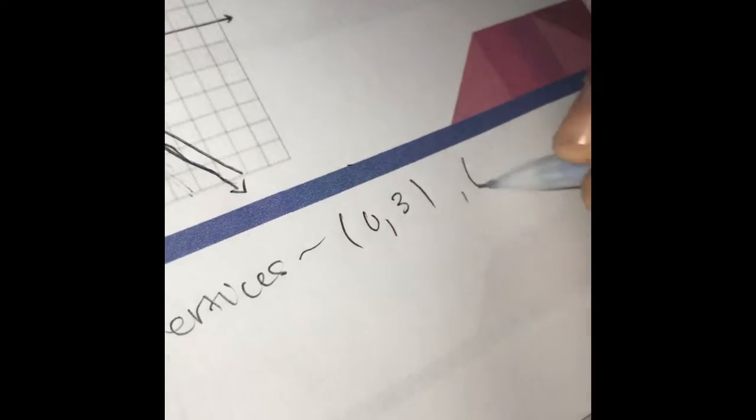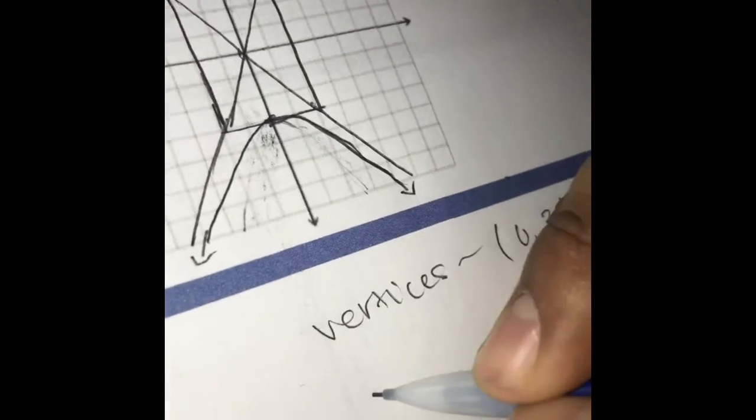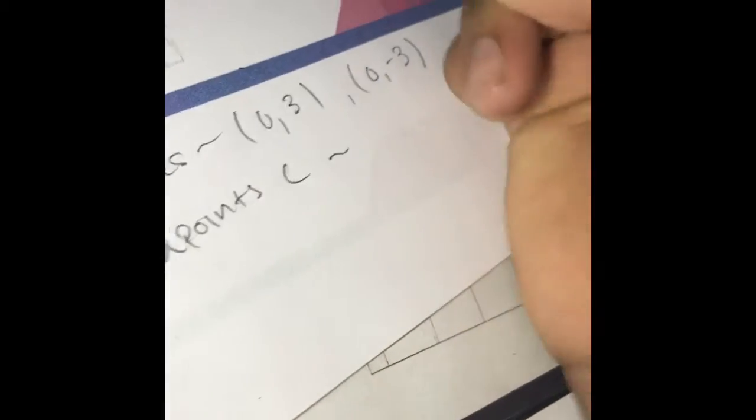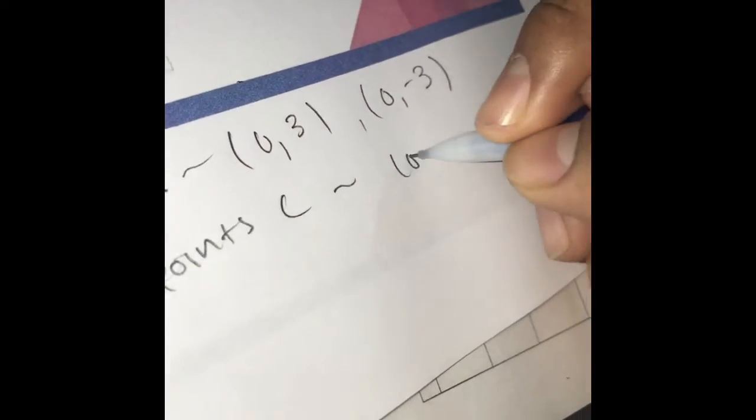Adding on to example 1, the vertices are at (0, 3) and (0, negative 3). But that was not going to be included in the graph. The endpoints of the conjugate axis are at (0, 2), no, I wrote that wrong.